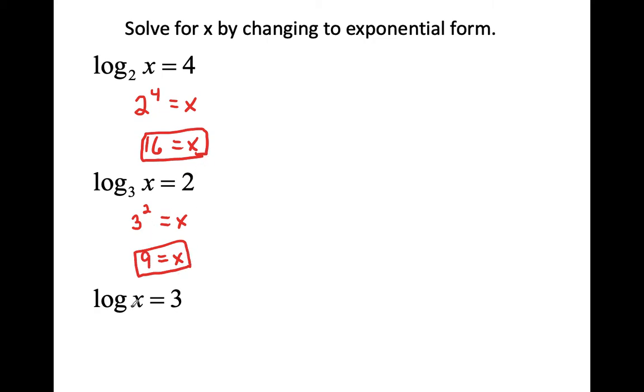Again, just a reminder, if we don't see that base there, we know what should be there. All right, so what's our base in this problem? Hopefully you just said 10, right? So we're just going to simply write this as 10 to the 3rd power equals x. And again, I can type in 10 to the 3rd on my calculator, or if you know a little bit about 10, I know that 10 to the 3rd is 1,000. So there is my answer, okay?